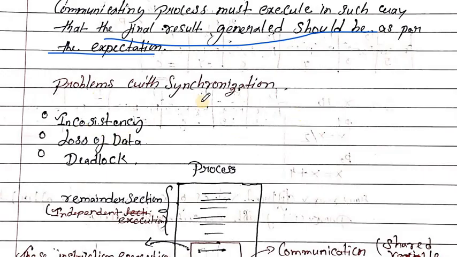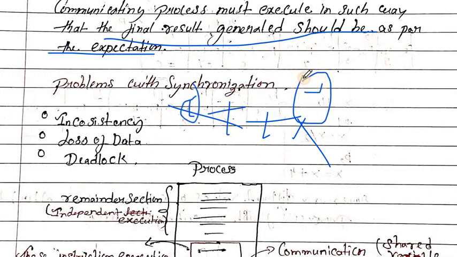The first problem is inconsistency. Let's say, for example, there are four processes: P1, P2, P3, P4. The need for synchronization is here, that process 1 will execute, then process 2, then process 3, then process 4 will take the execution of that program. Otherwise inconsistency will come.